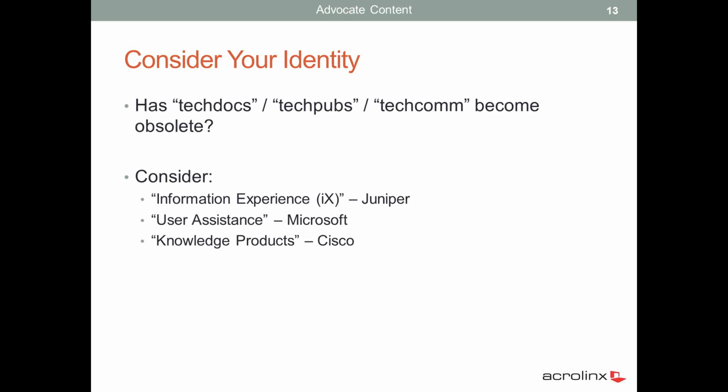Now, of course, this will take some alignment with your management, but Juniper Networks, for example, changed from calling themselves tech docs to calling themselves IX, or information experience. Microsoft talks about user assistance. Cisco talks about knowledge products. So that's a way of elevating the importance of what you do, perhaps getting your executives to think in a different way about what you do simply by changing your name.